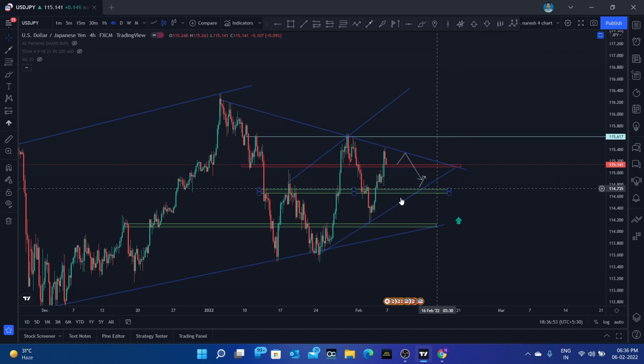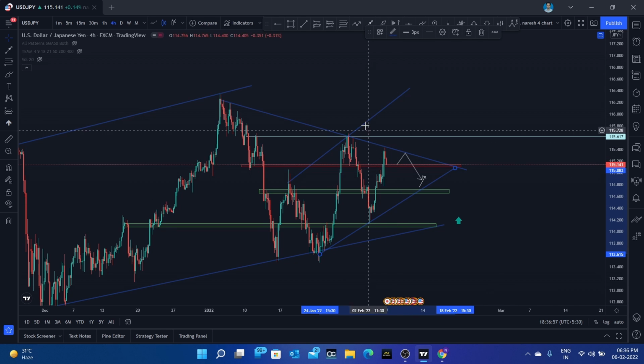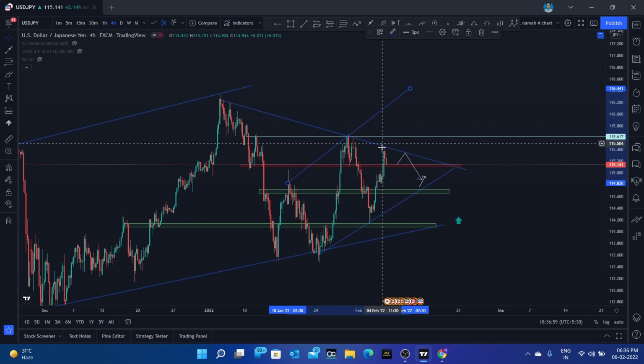Look for long entries here. We have two kinds of pattern here, which are the channel pattern and the triangle pattern as well.